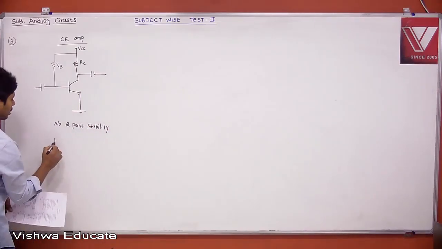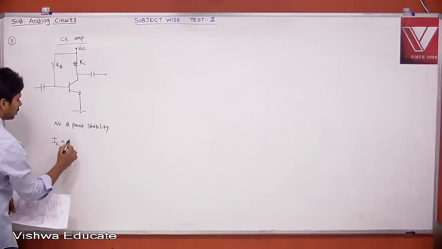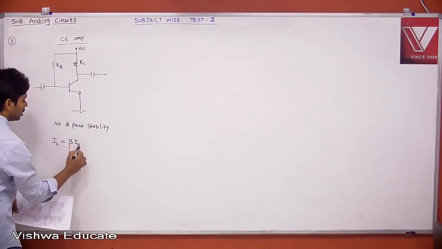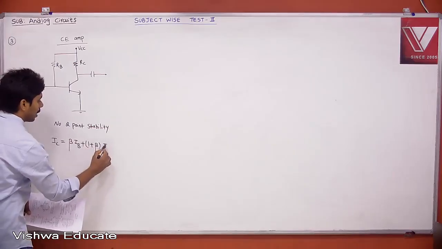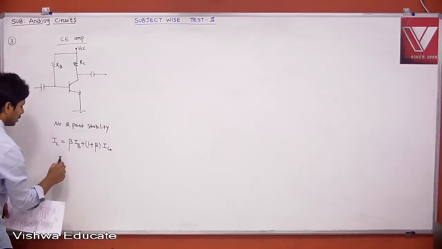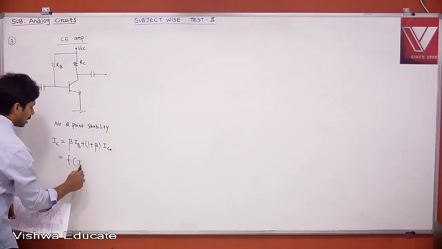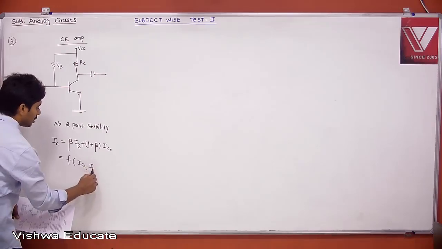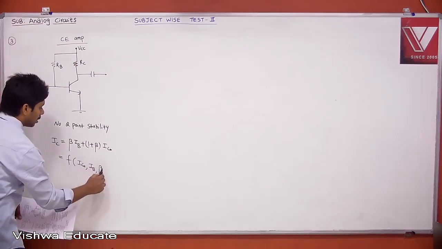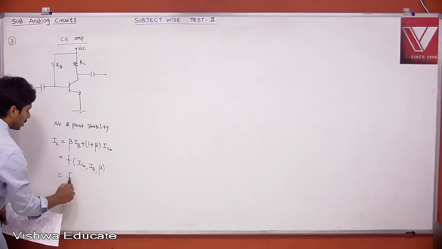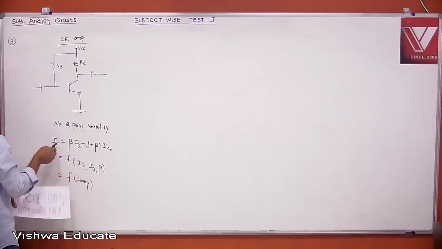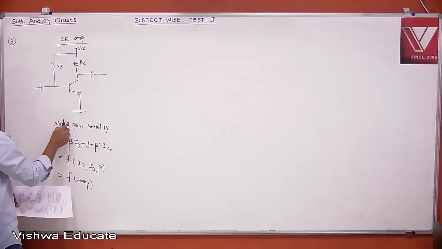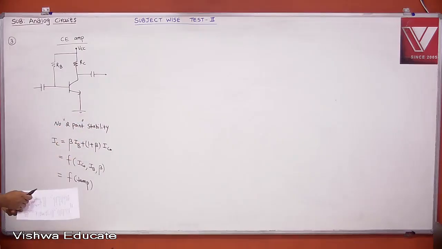We have seen this, right? Why? We know that IC is equal to beta into IB plus 1 plus beta into ICO. Therefore, your IC is a function of reverse saturation current, base current and beta. In turn, all are dependent on temperature. Therefore, if temperature changes, IC changes, so the Q point changes. Therefore, the Q point does not have any stability.